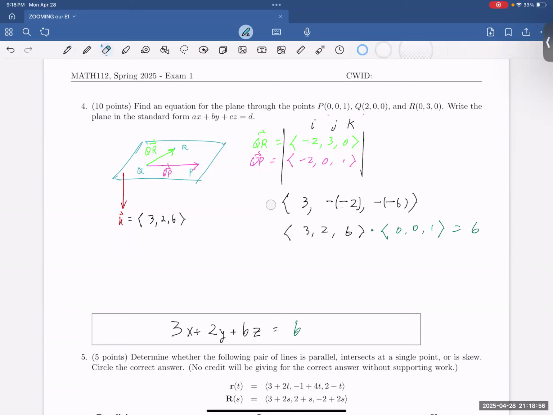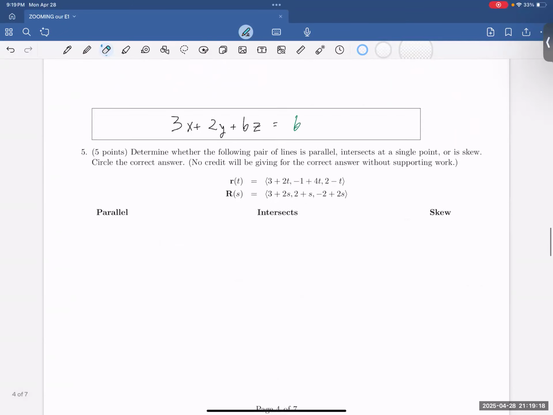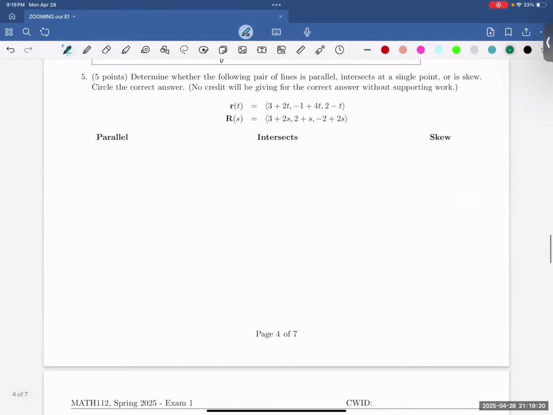I'm going to erase some equal signs because the notation I used here is not the best, but I'm not graded on notation here. Graded on simplifying and coming up with the equation of the plane. Then let's see. Oh, determine if they're parallel, intersecting, or skew.